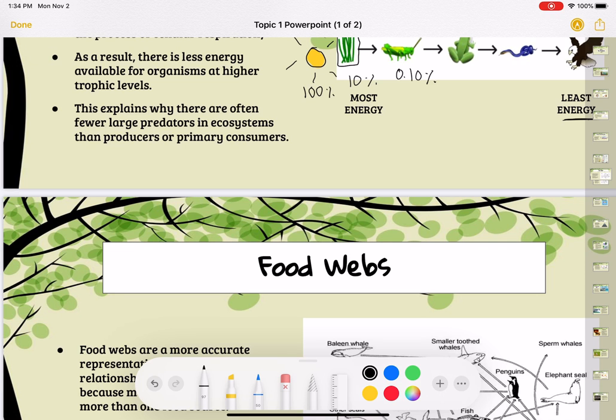And I think that's what it says right here. It says, this explains why there are often fewer large predators in an ecosystem than producers or primary consumers. So if we were looking at an ecosystem, we might only have 10 bears, but we might have several million mosquitoes or something like that. So showing that there's definitely the energy at the bottom of the food chain, there's going to be a lot more of those so that we can get the energy that we need for the top of the food chain.